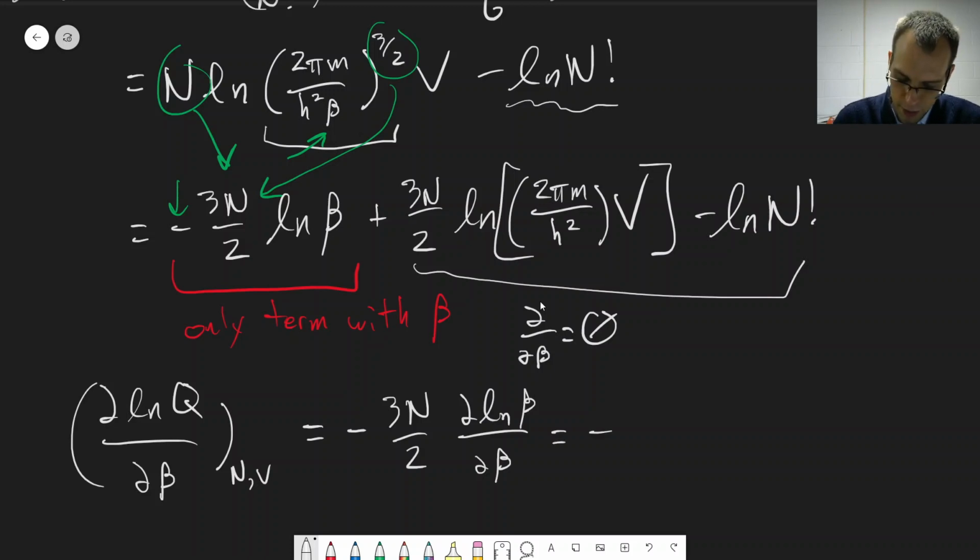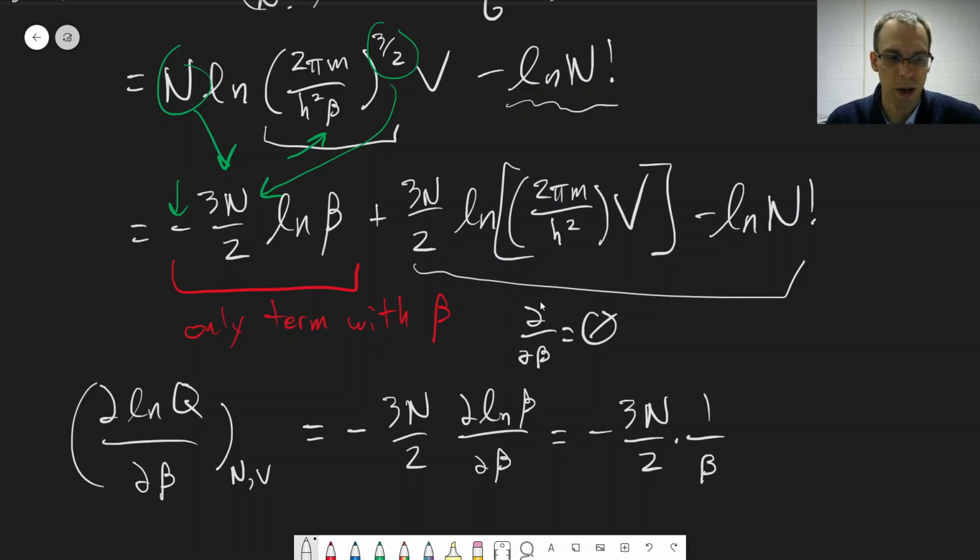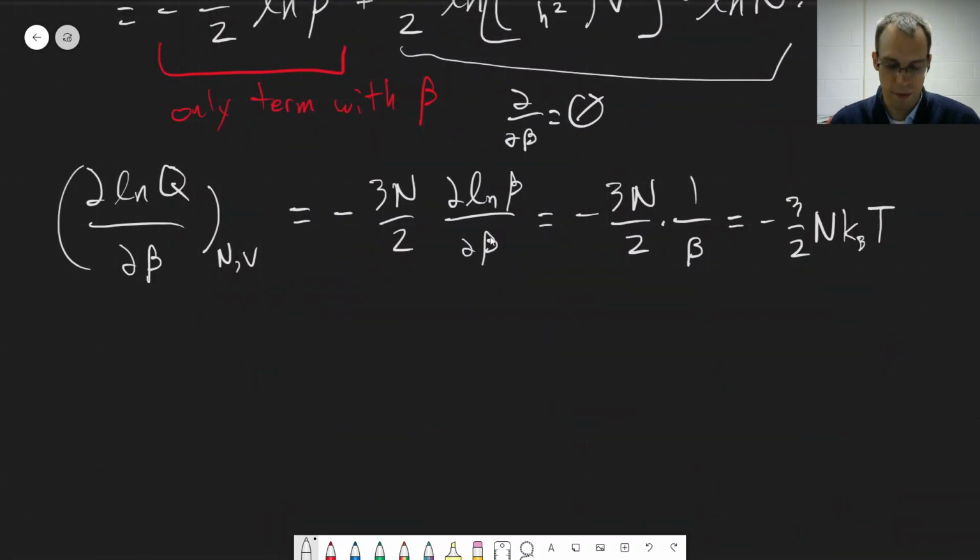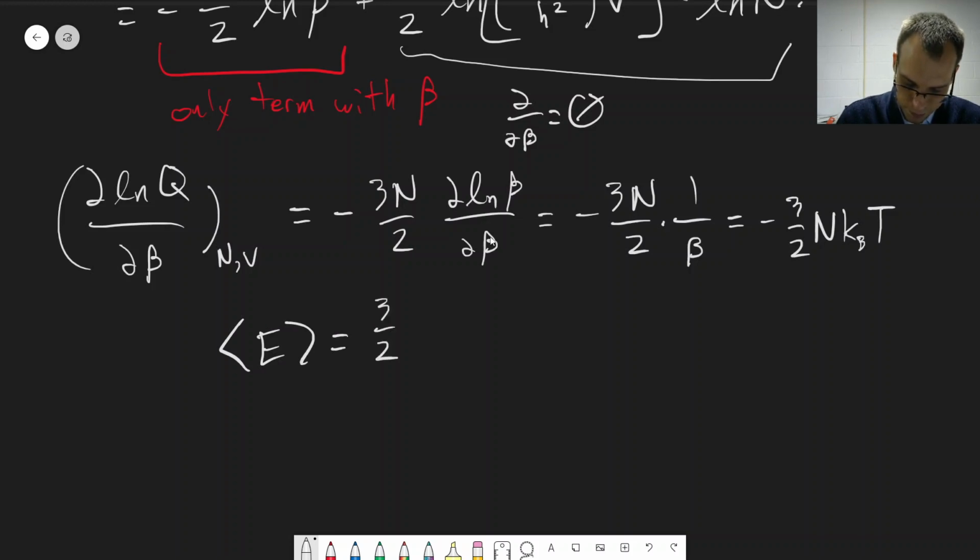That'll give us minus 3N over 2 times the derivative of the natural log of beta, which is equal to 1 over beta. We've seen the opposite of that: doing the integral of 1 over something gives the natural log. We're taking the derivative this time. Then we can plug in the definition of beta as 1 over kBT. That gives us minus 3 halves times N kBT. Since that's our derivative, the average energy is the negative of that, which is positive 3 halves N kBT.